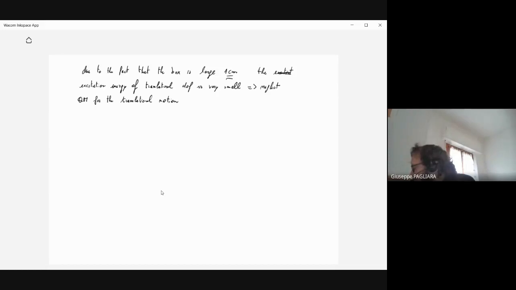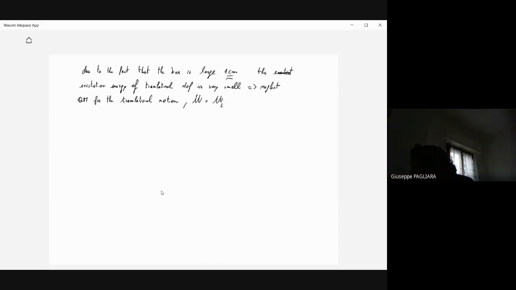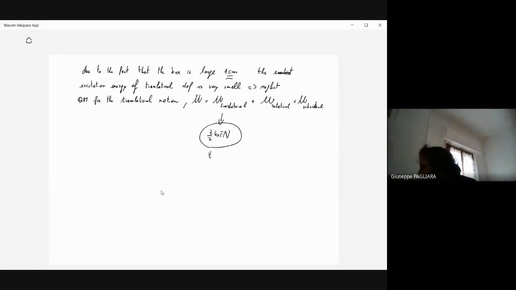And therefore the contribution to the internal energy due to the translational motion will be the usual contribution. Here we have translational, rotational, and vibrational. And this will be the typical 3/2 kB T N, associated with the center of mass motion.